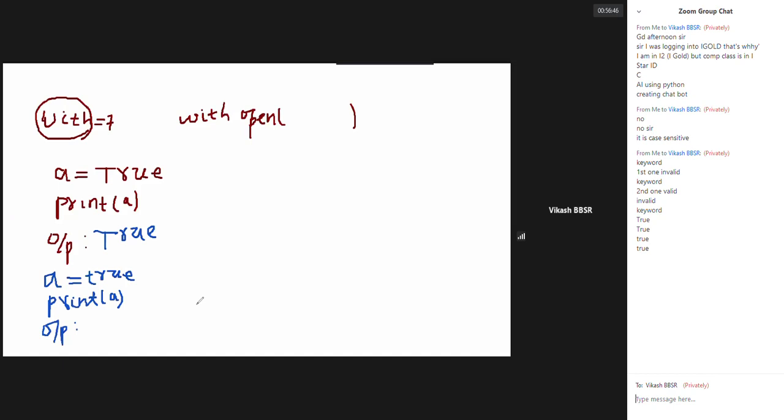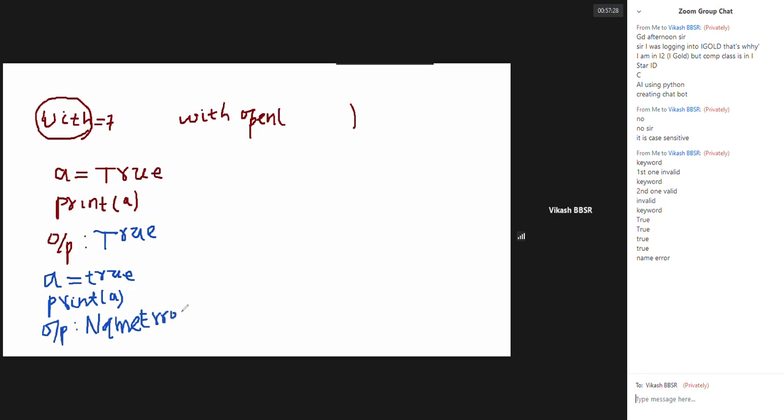Apply the logic. Such type of question will be asked. I will write it. Error. Why will the error come? The actual answer is error. Which error? Which error can you say? No, no. Very good, Shubhankar. Which error? Name error, neither value error nor syntax error, but it is a name error.